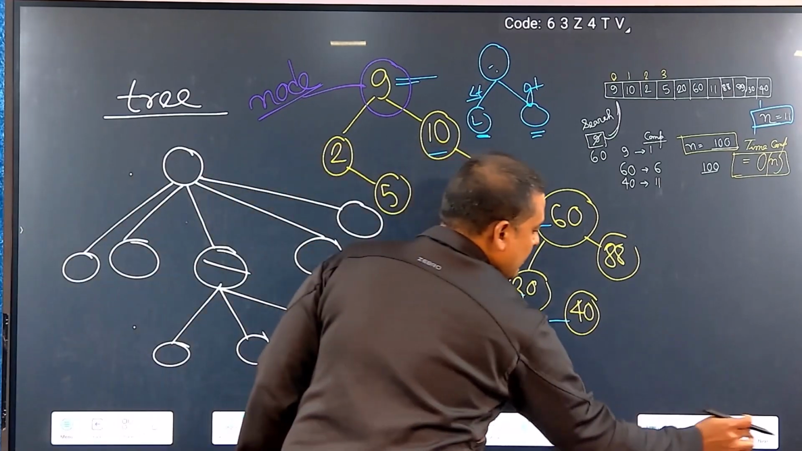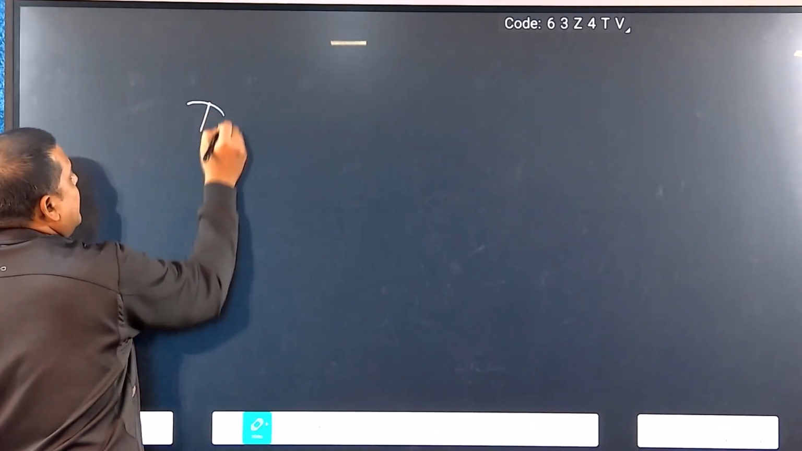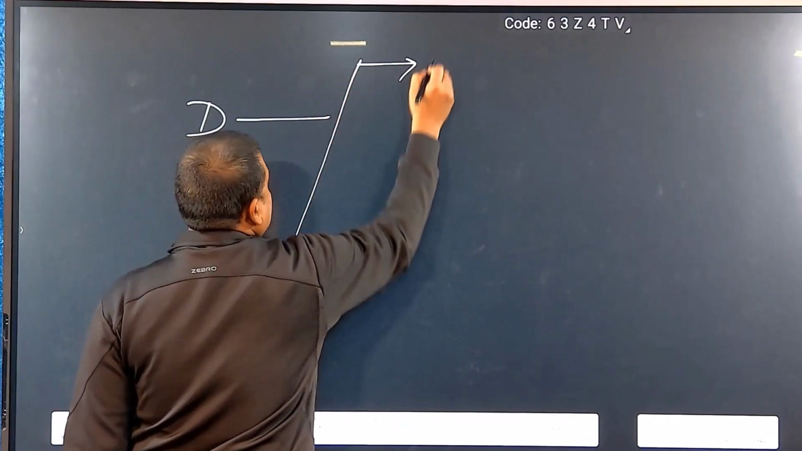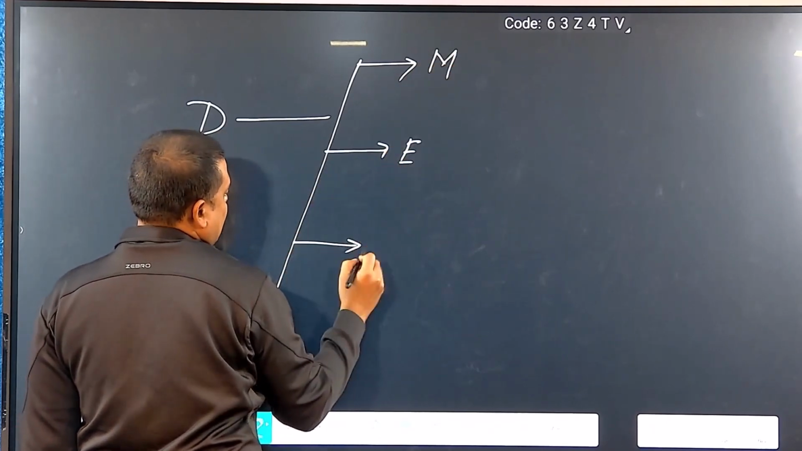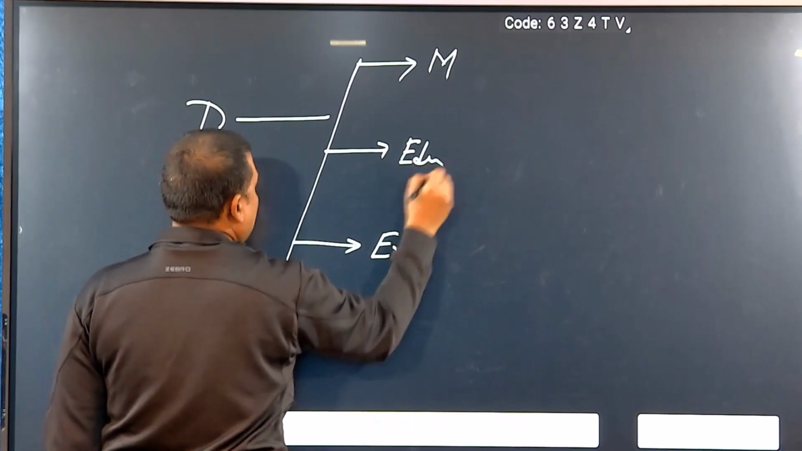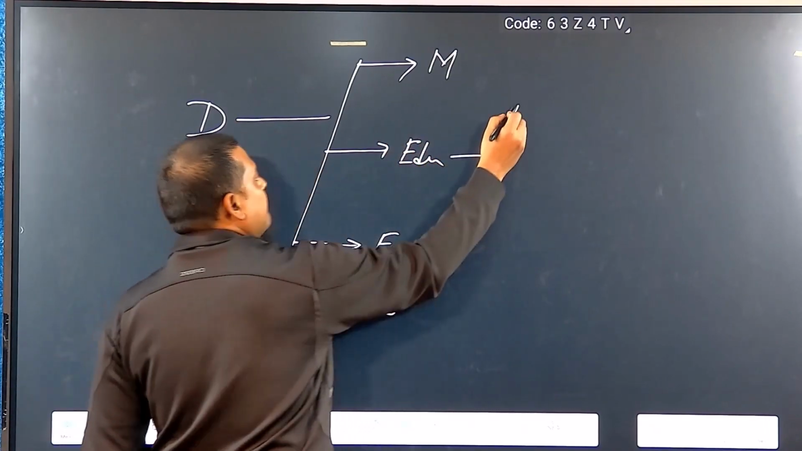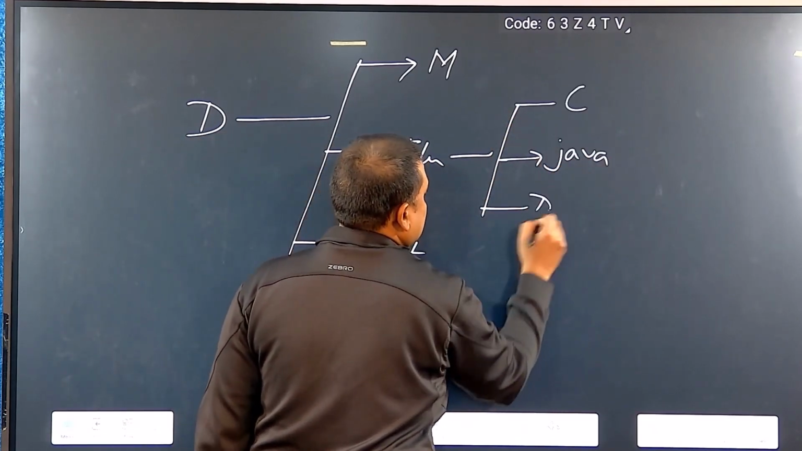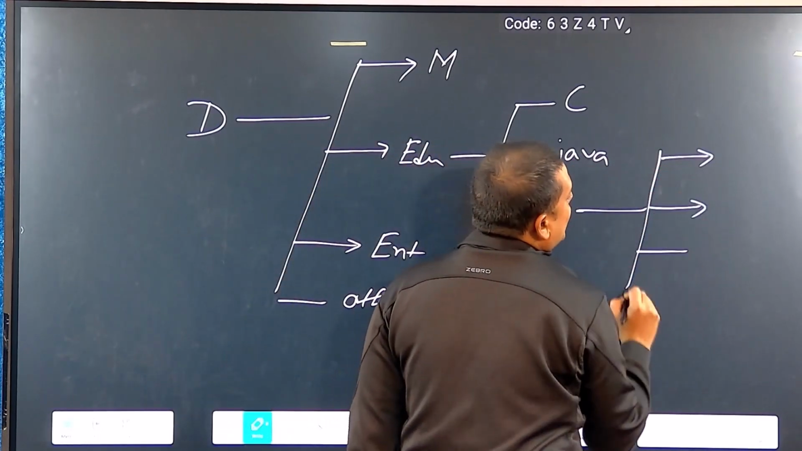In your laptop or in your system, if you observe, there is a drive D. In this D drive, there are some folders. Say, for example, this is a movie folder, this is an education folder, this is entertainment, and there are so many other folders. Within the education folder, you have C language, Java language, and data structure. In data structure, you have different folders for tree, for queue, for linked list.